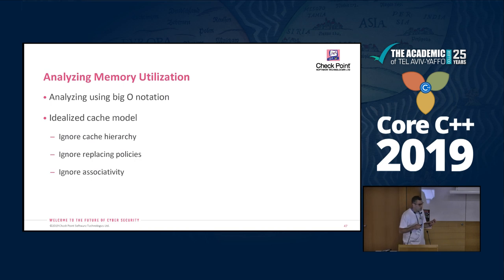When we want to analyze it, we'll still use the big O notation, but this time, our complexity is the amount of cache misses that we have. We also allow ourselves to idealize the cache model. We ignore cache hierarchies. We ignore the replacement policies. We assume that we have the best possible replacement policy, where the cache line that would be evicted is the last one that we'll need. And we ignore associativity. We assume full associativity, which means that every cache line can go into each slot of the cache. It's quite easy to prove that even with all this idealization that we gave, we're still within a constant factor of a realistic cache implementation.